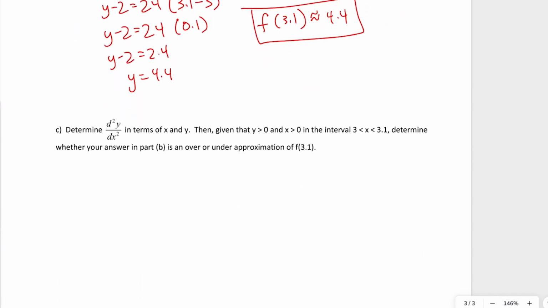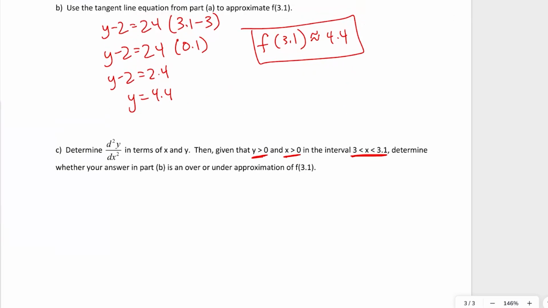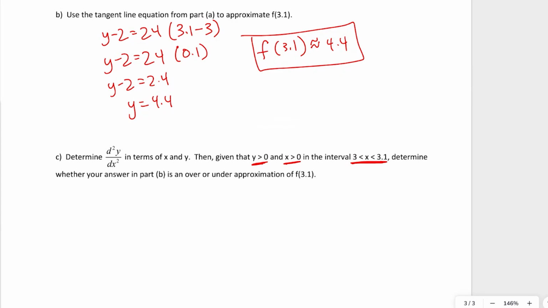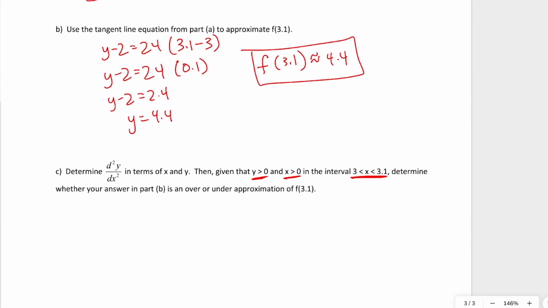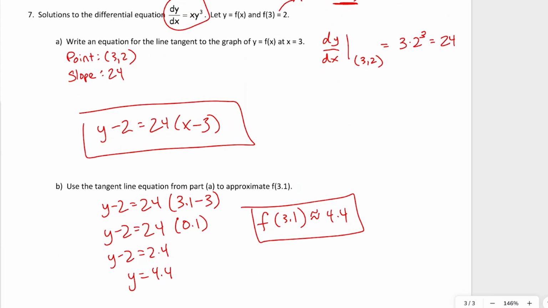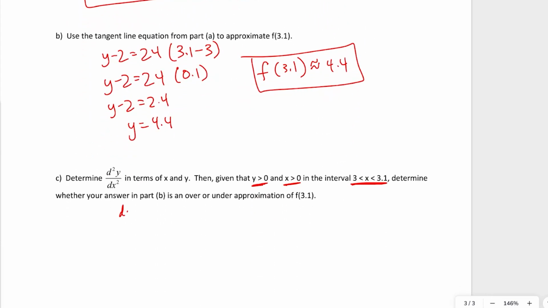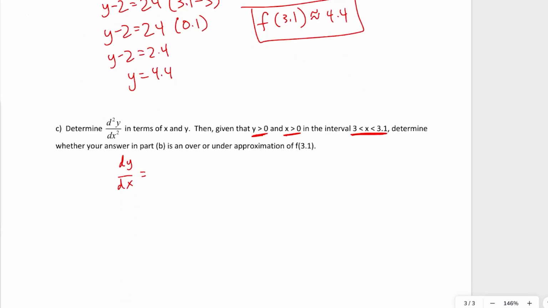C says find the second derivative in terms of x and y. Then, given that y is positive and x is positive in this interval, determine whether or not the answer in part B is an over or under approximation. So let's find that second derivative. Okay, so going back to the original equation, what was that? dy/dx, I'll just rewrite it here so I don't have to keep scrolling up and down, was x times y cubed.